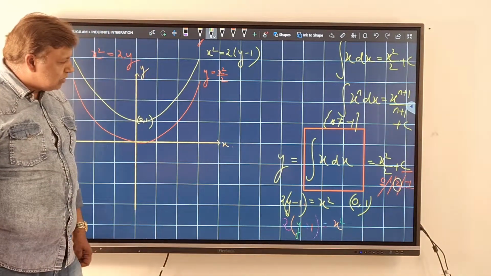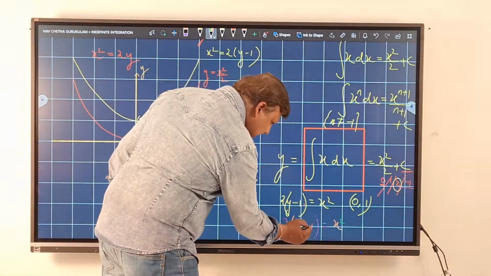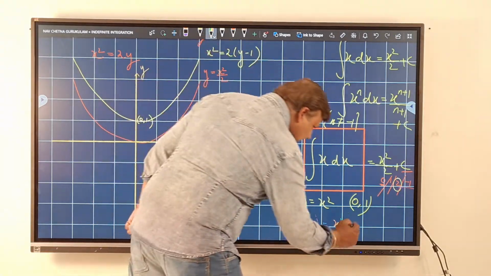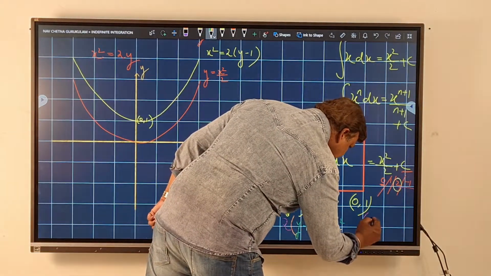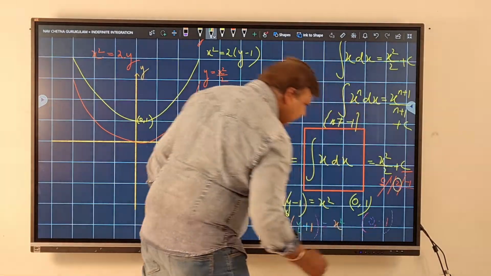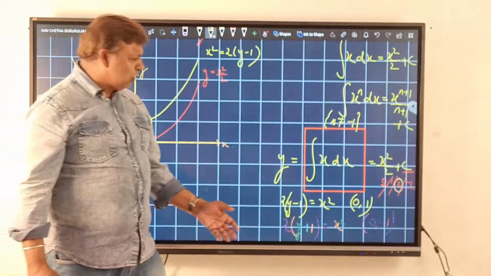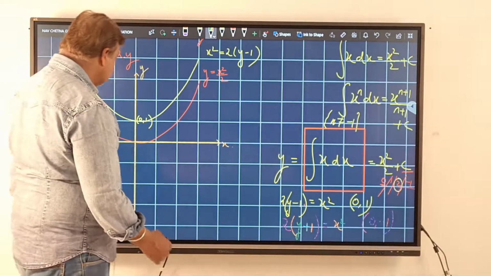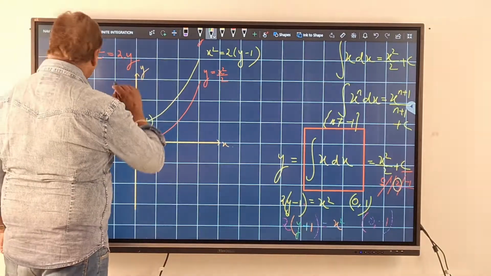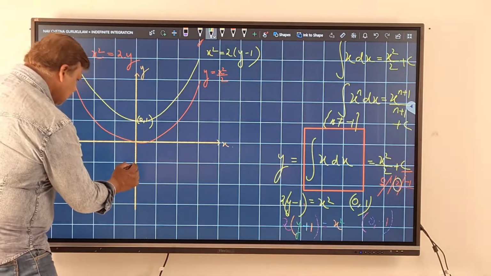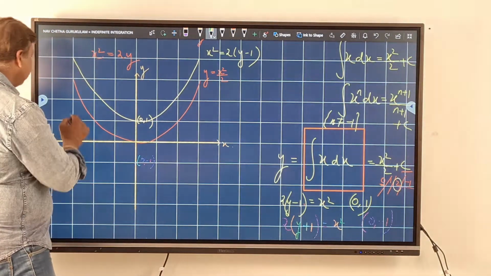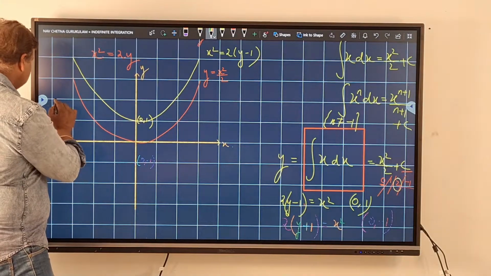So what would be the vertex of this? I hope this is clear. So the vertex of this parabola would be 0, minus 1. So this is no sort of magic. It is where this becomes 0, where this guy becomes 0. That is 0 minus 1. So here I'll make it, this is the vertex, 0, minus 1, and this would be the curve.